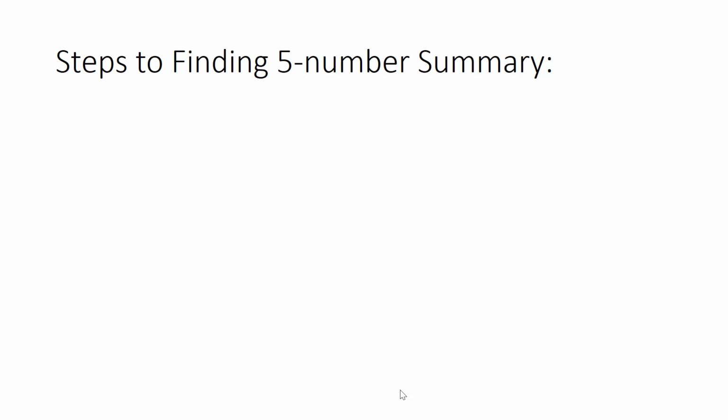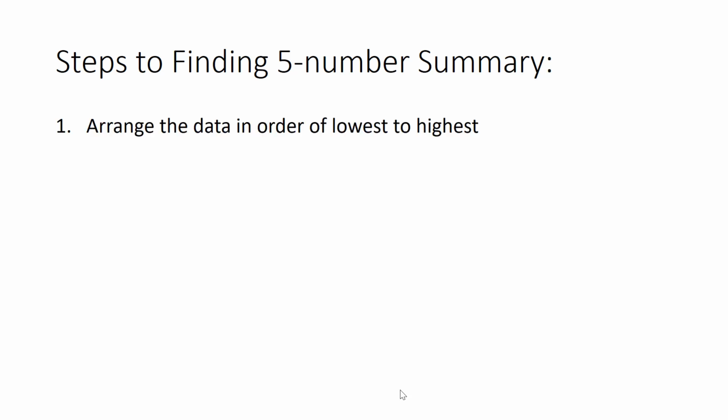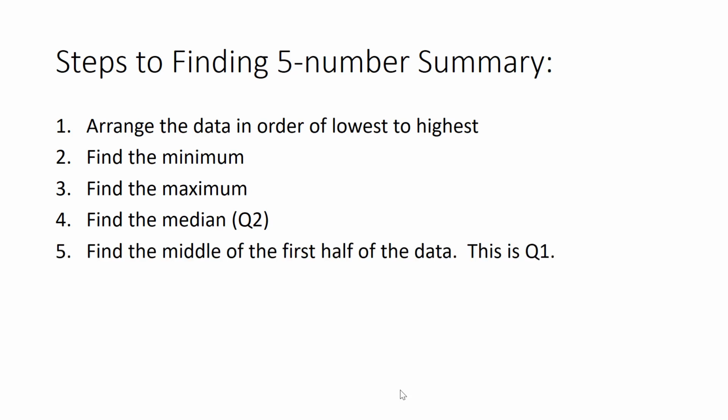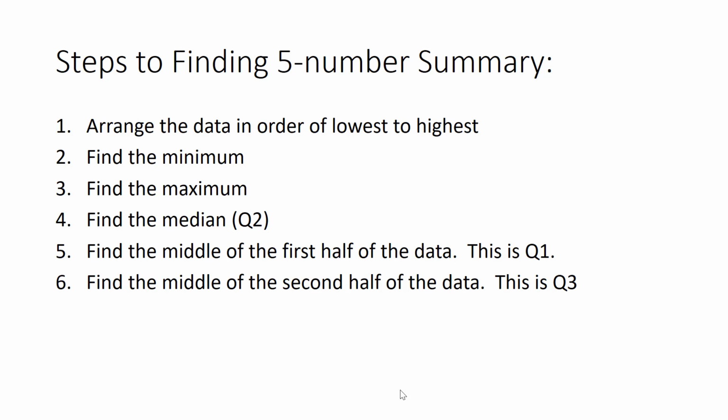How to find a 5 number summary. The very first thing and the most important thing that you have to do is to arrange the data in order of lowest to highest. Then you can proceed to find the minimum and the maximum. Then you find the median or Q2. Then you can find Q1, which is the middle of the first half of the data, and then the middle of the second half of the data, or Q3.